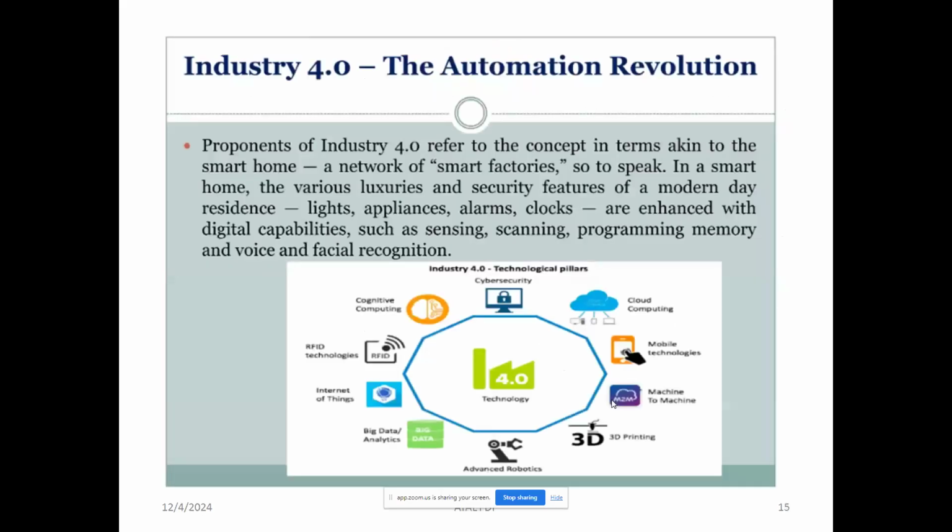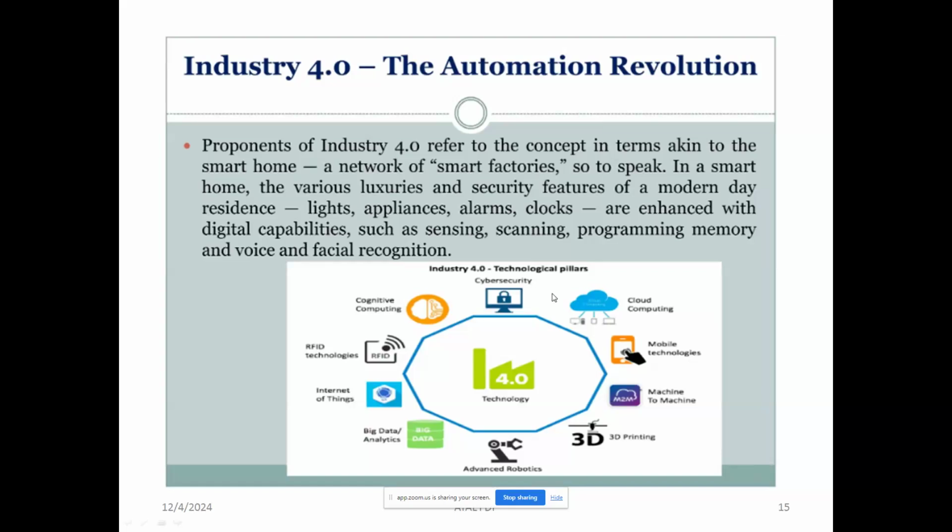So, proponents of Industry 4.0 refer to the concept in terms of a smart home. That is, we are able to create a network of smart factories. There are several digital capabilities, like sensing, scanning, programming with more memory, and voice and facial recognition. Everything is possible. Here, the Industry 4.0 technological pillars are illustrated in this picture.